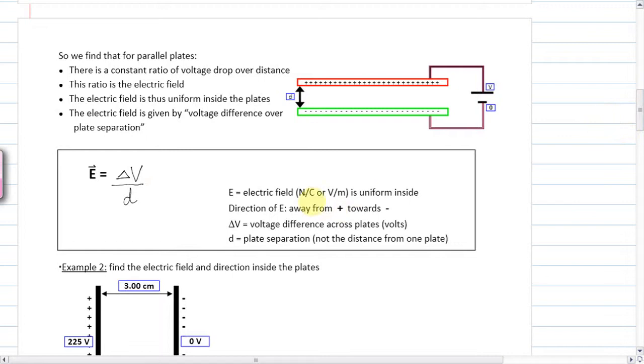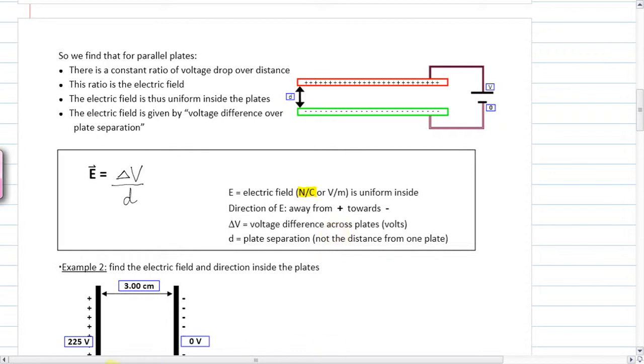Where E is the electric field in newtons per coulomb or volts per meter, either one. We know it as newtons per coulomb though, and it's uniform. And the direction of the E field is always away from the positive and towards the negative. It's a pessimistic field. And the change in voltage is the voltage difference from one plate to the next. And d is how far apart they are.